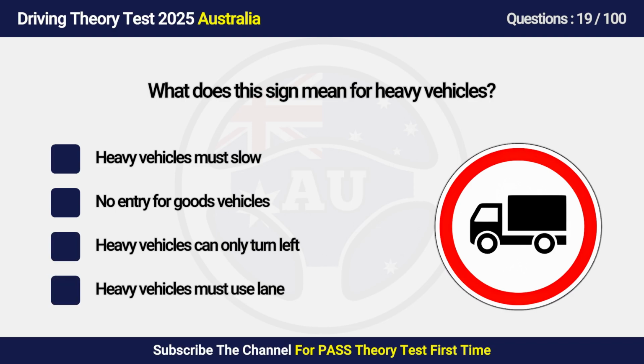A. Heavy vehicles must slow. B. No entry for goods vehicles. C. Heavy vehicles can only turn left. D. Heavy vehicles must use lane.